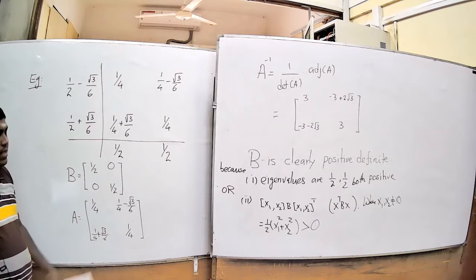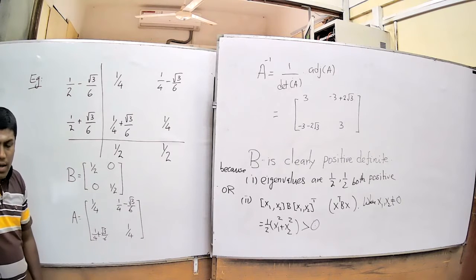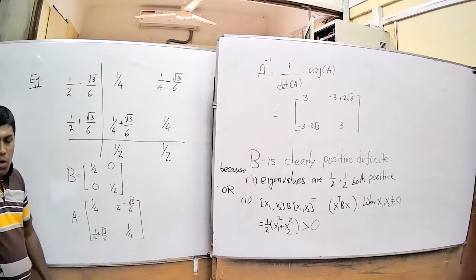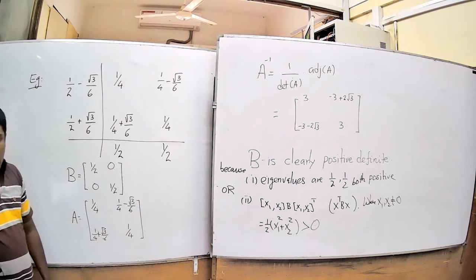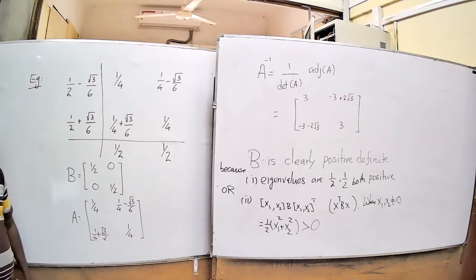But the theorem says it has to be positive semi-definite. Here positive definite is automatically positive semi-definite, so you don't need to worry about that. That part is okay. B is clearly positive definite, so it obviously comes under the positive semi-definite case. Now the problem is you have to look for Q, the other one.